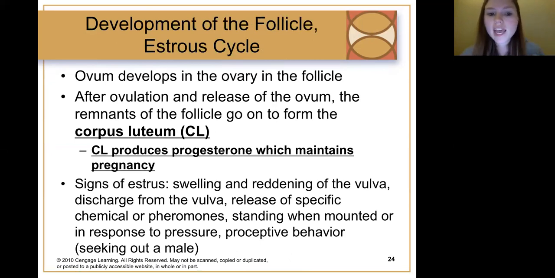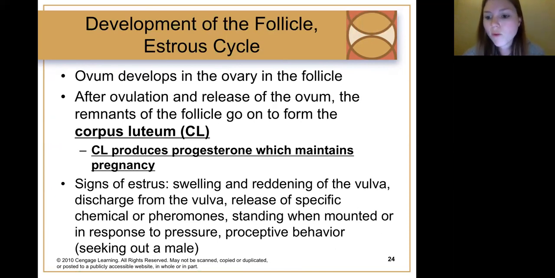So once that egg is released, the reproductive system is set up so that every time an egg is released, fertilization could happen. Everything that goes on in the ovary after that egg has been released is expecting that pregnancy is going to occur. And if pregnancy doesn't occur, then signals will relay that, and the process will start over. So the corpus luteum is really important because it forms once an egg is released, and it produces progesterone, which is that hormone that we talked about that maintains pregnancy.